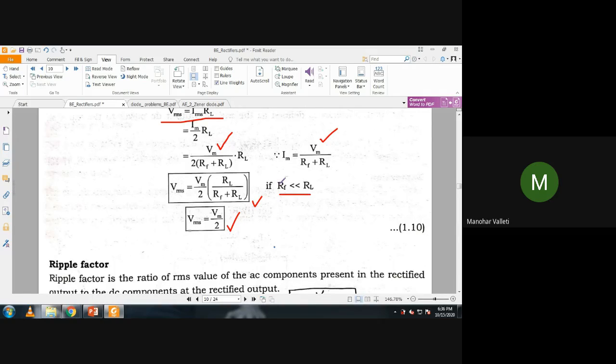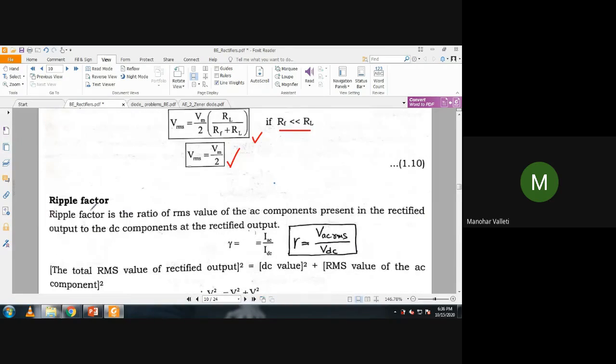Okay. In the output, we found some quantities with the help of mathematical definitions. But to describe the nature of the output, you need to take the rectifier parameters. Those are ripple factor, rectifier efficiency, and peak inverse voltage. These three quantities are very important in deciding how good the rectifier is.